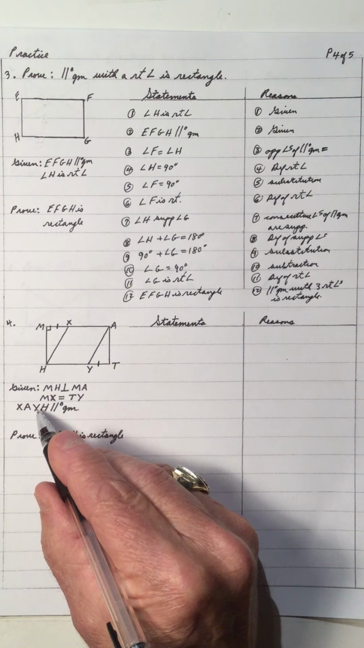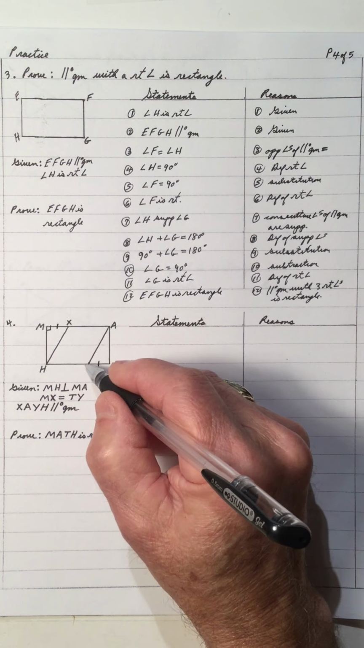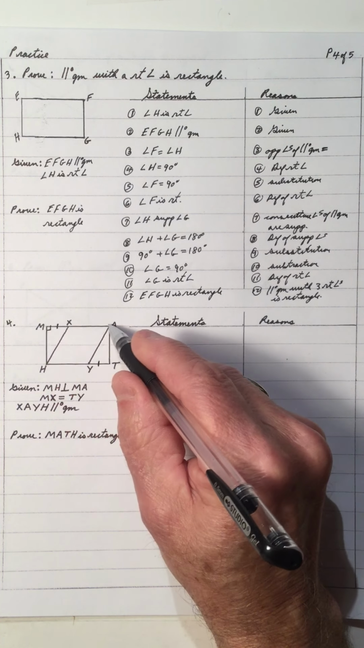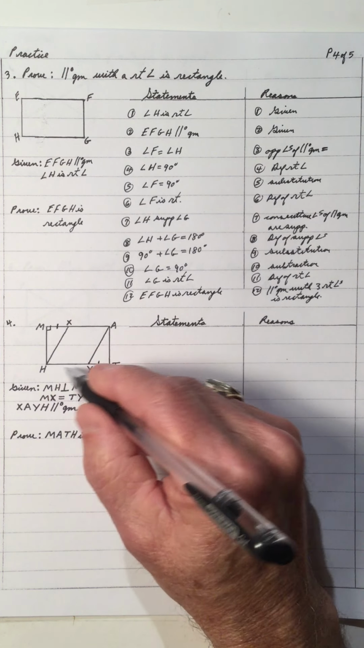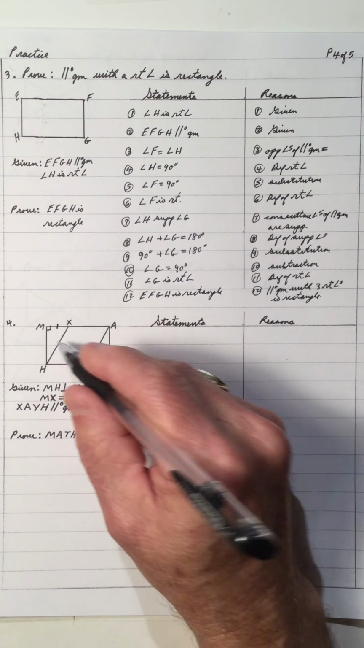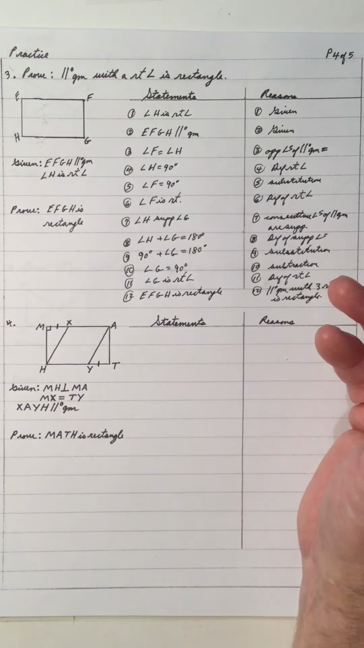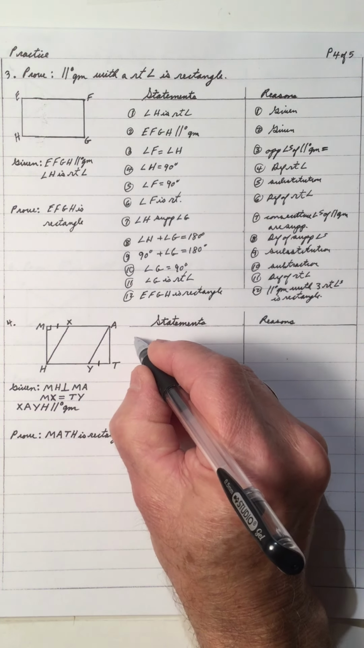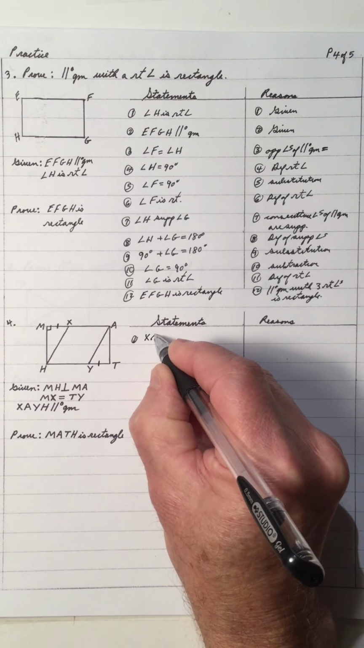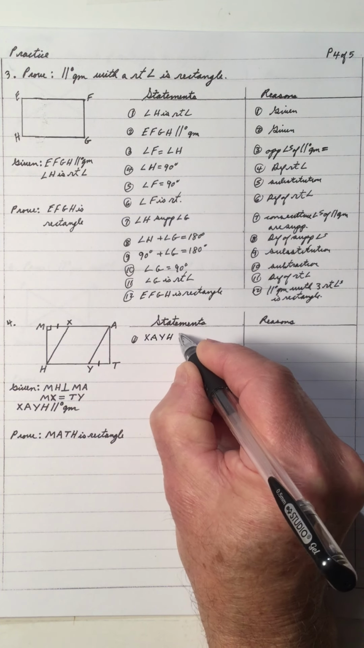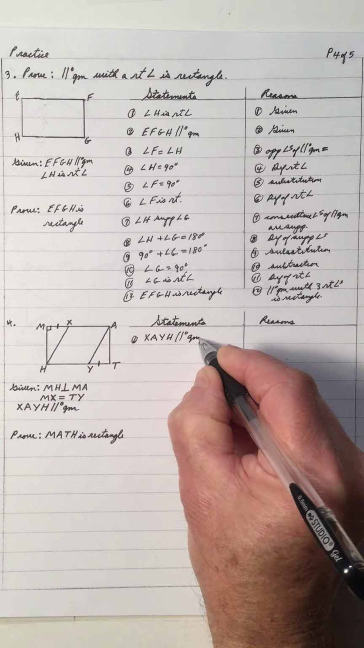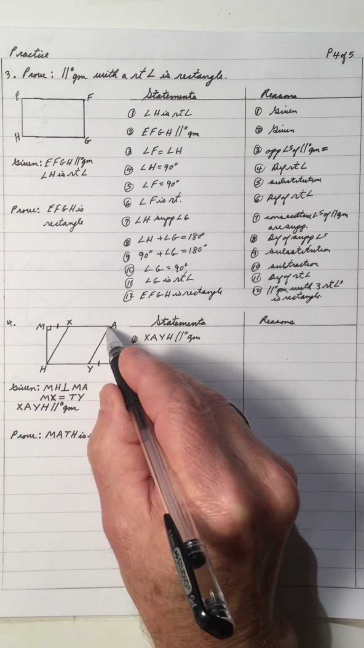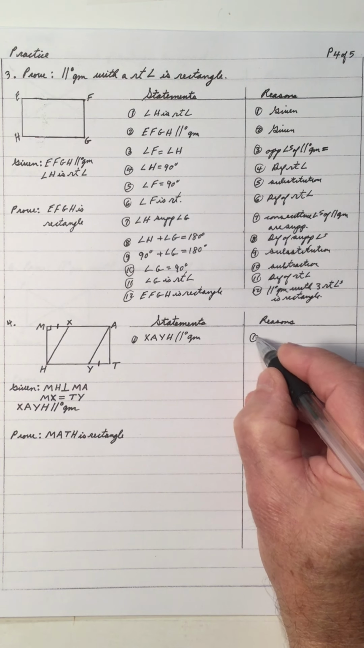So if I have XAYH, a parallelogram, I'm going to use its properties to get MATH is a parallelogram, and then we have a right angle here. So we get a rectangle. So here we go. Number 1, XAYH is a parallelogram, given.